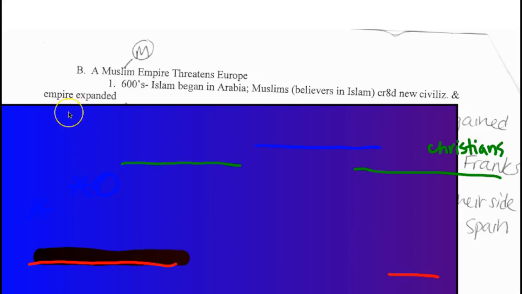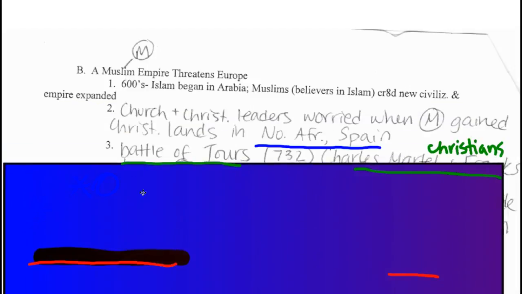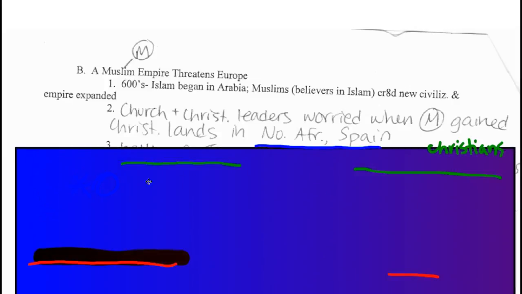So the top of page 2 talks about the Muslims, and we've already studied them, but this section will explain how the Muslims connected to the Franks. So Muslims were in North Africa and Spain. They were called Moors from North Africa. The ones from North Africa were called Moors, and they spread their rule into Spain.